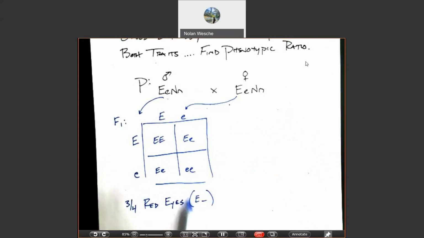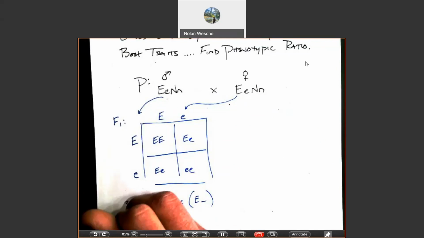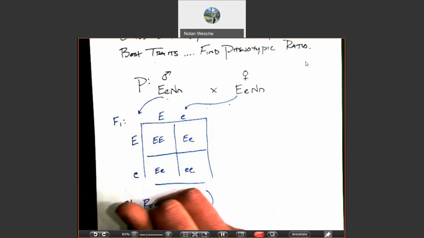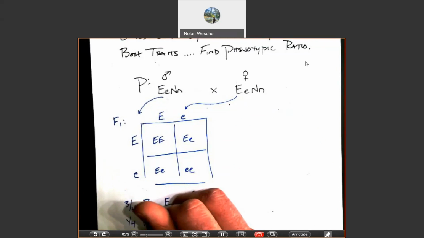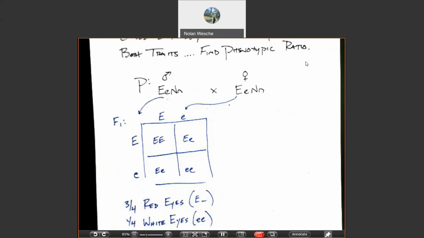It could be a big E or it could be a little e. It's going to fall into the same fraction. That leaves us with just 1 out of 4 having white eyes, and that'll be the little e.